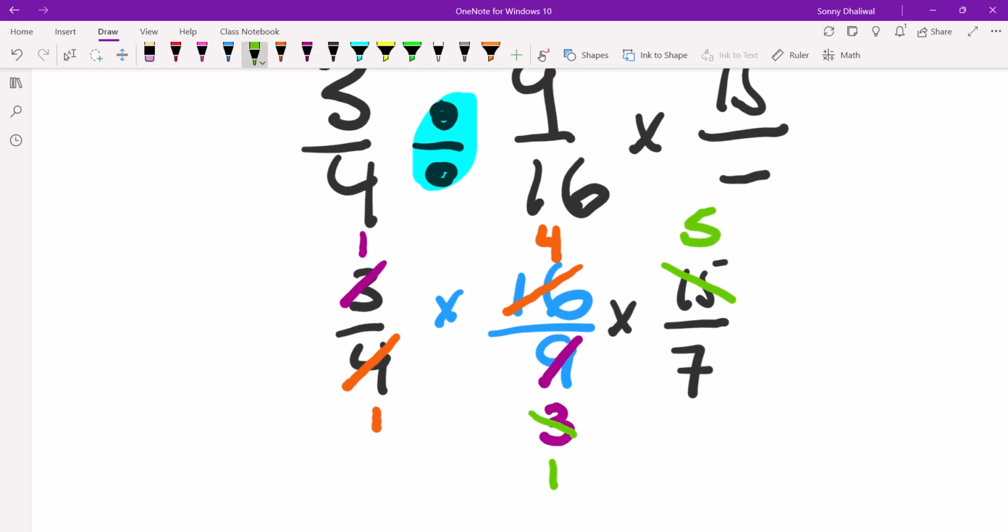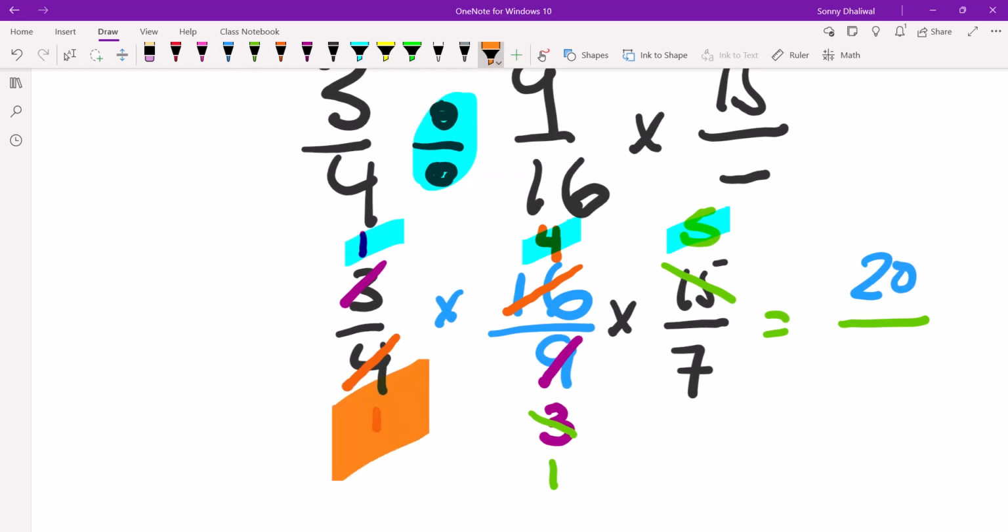Okay. Anything else? No, that looks like it. So now, we combine the tops together. 1 times 4 times 5 gives us 20. On the bottom, 1 times 1 times 7 gives us 7. 20 over 7 is our answer. Okay? So we'll stop right there. We won't do the back page.